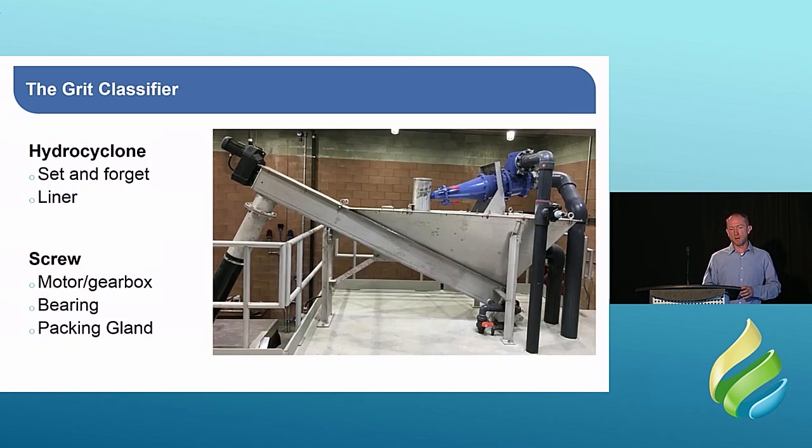The grit classifier, there's the hydrocyclone, again, set and forget, but there is a liner in there that wears, so that will need replacing every few years. And then you've got the screw, motor, gearbox, bearing, packing gland. Nothing that an operator is going to be particularly unfamiliar with. This is not highly complicated stuff to operate and maintain.